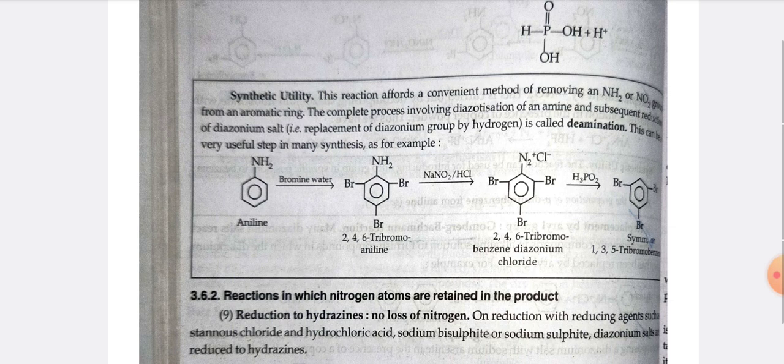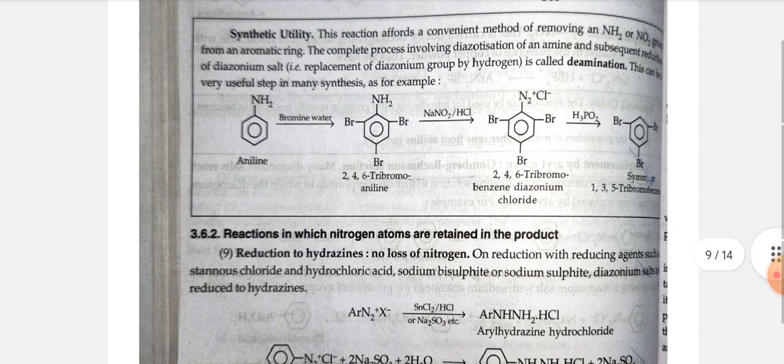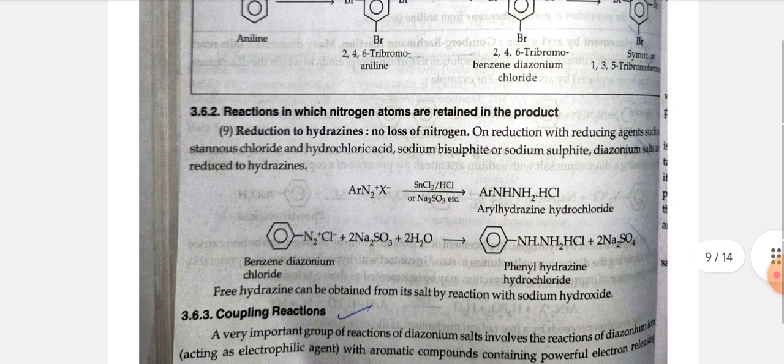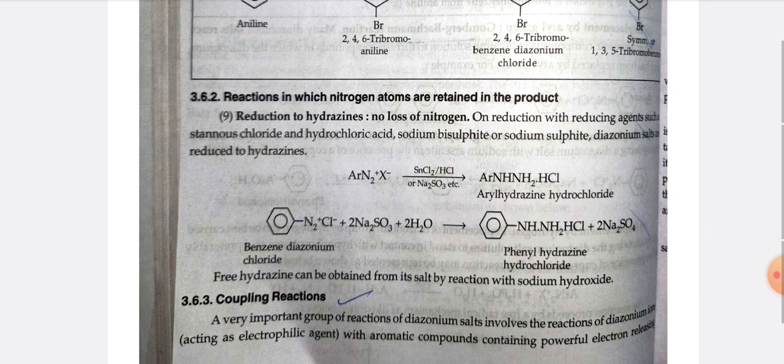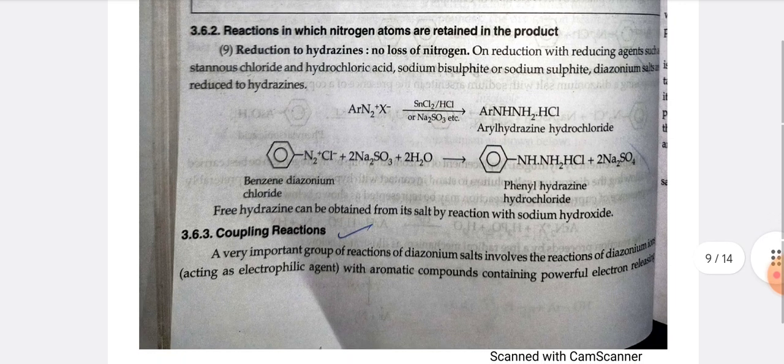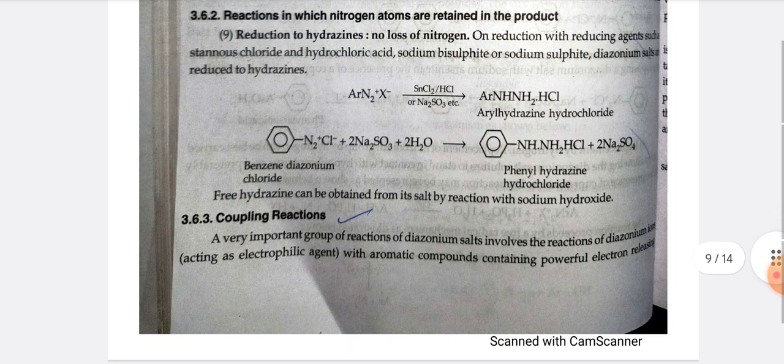The complete process involves diazotization of an amine and subsequent reduction of diazonium salt. Replacement of diazonium group by hydrogen is called deamination. This can be a useful step in many synthesis reactions in which nitrogen atoms are retained in the product. Ninth is reduction to hydrazines. With no loss of nitrogen, on reduction with reducing agents such as stannous chloride and hydrochloric acid, sodium bisulfite or sodium sulfite, diazonium salts are reduced to hydrazines. Free hydrazines can be obtained from its salt by reaction with sodium hydroxide.